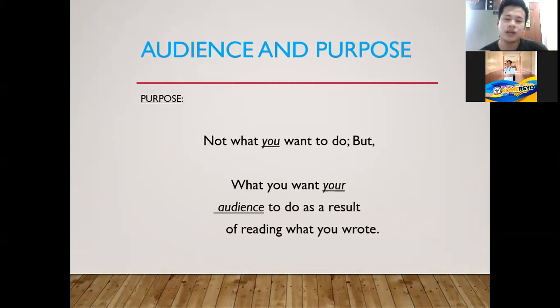So the purpose why we identify our audience, because we should not consider ourselves. So if we write technical communication, dili ta maging selfish, no? Usually ang atong reader ang atong gina-consider, not ourselves, no? Because not what you want to do, but what you want your audience to do as a result of reading what you wrote. So meaning, we write, no, because we want to really give information sa audience. By that, ma-perform ni audience ang iyahang purpose jud kung sa iyahang tumong why nibasa sa ana nga output.